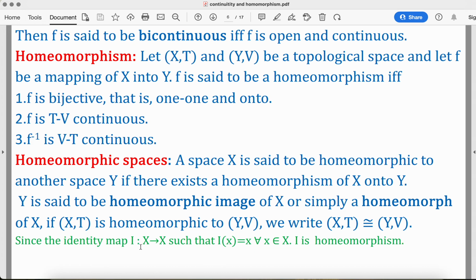The identity map is defined as I(x) equal to x for all x belonging to X. Then I is a homeomorphism because it is one-one as well as onto, I is continuous, and its inverse is also continuous. So it is a homeomorphism.